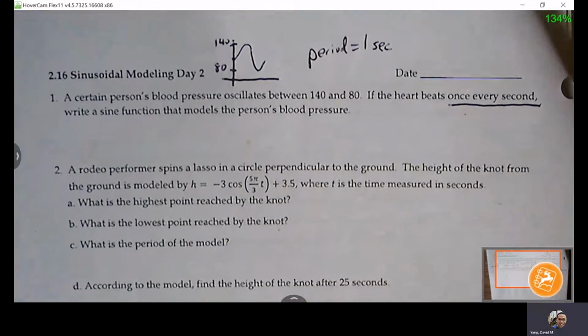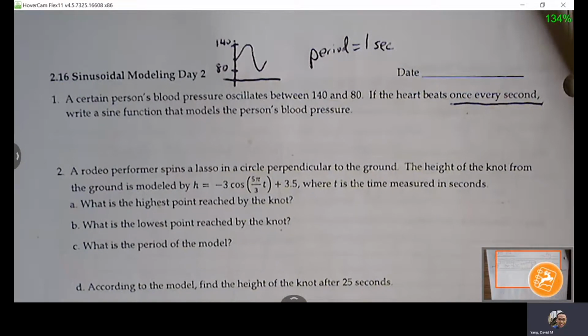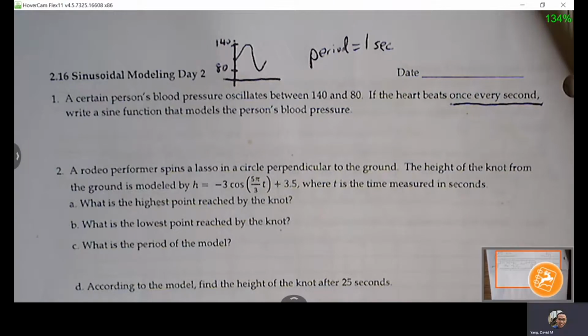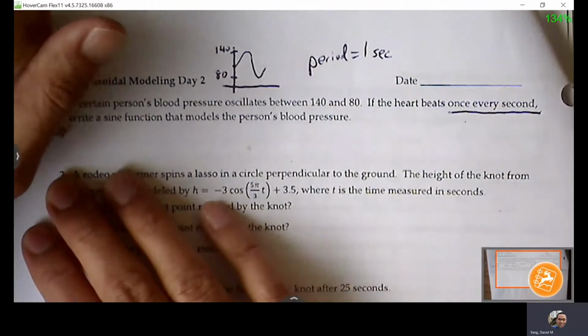All right, so from that information, see if you can gather your A, B, C, and D value. Remember, your D is your midline. It's like the center of your graph. Your A is the distance from your midline to your max, but it's also the same distance from the midline to the minimum. Okay, so spend a minute to do that. You can use your calculators if you like.